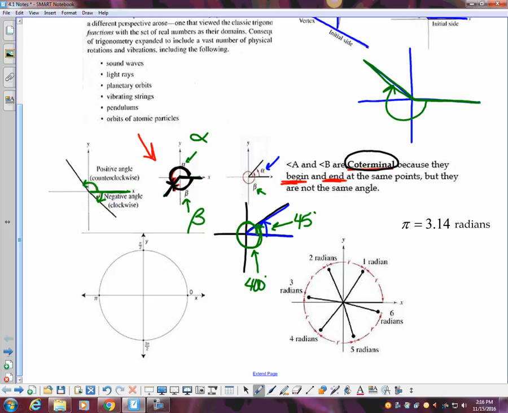So again, two very different angles, but they are coterminal because they begin and end at the same point, but they are different angles.